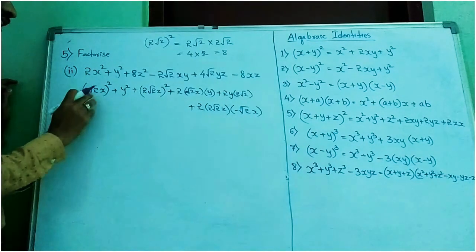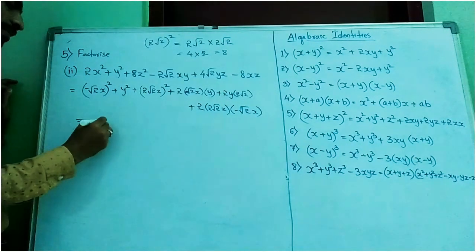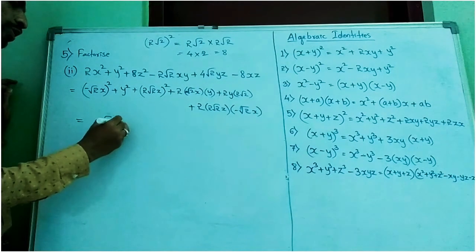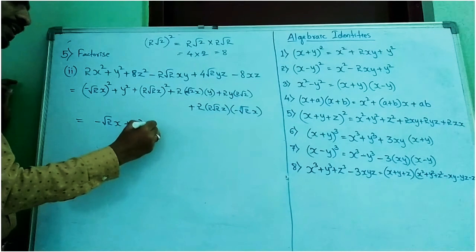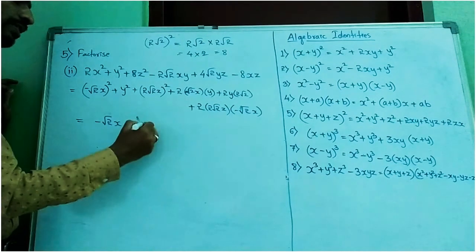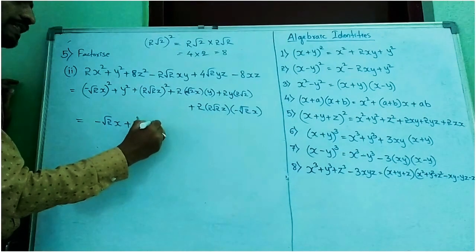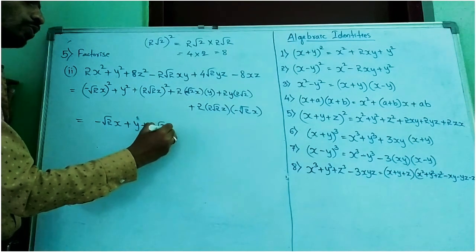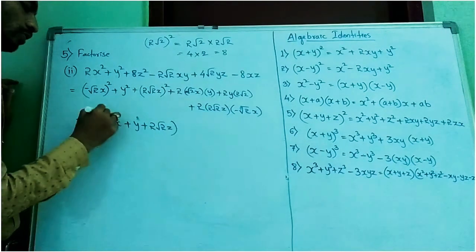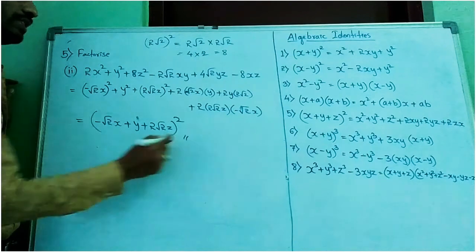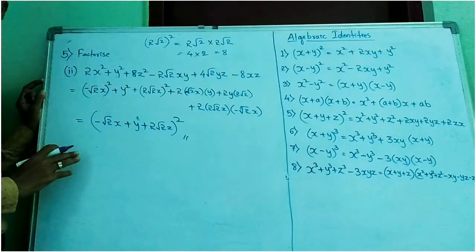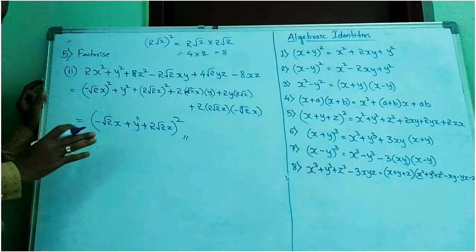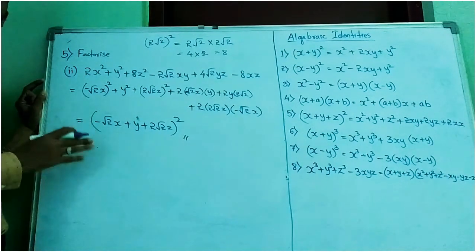So what we got in place of x? Minus root 2x plus y plus 2 root 2 z whole square. So this is our answer for the given terms. Okay, so don't get confused, try to solve it again and again, you will get to know it.